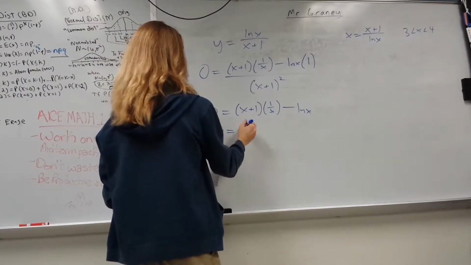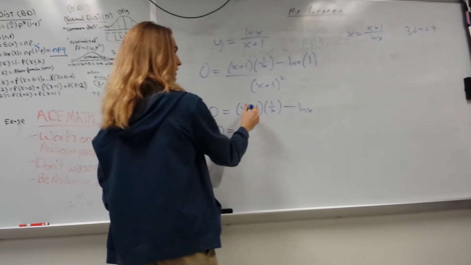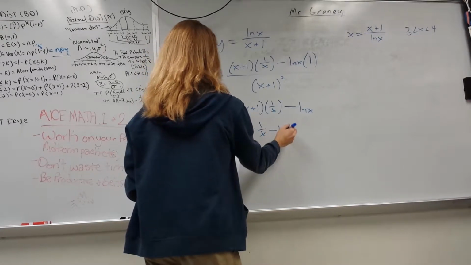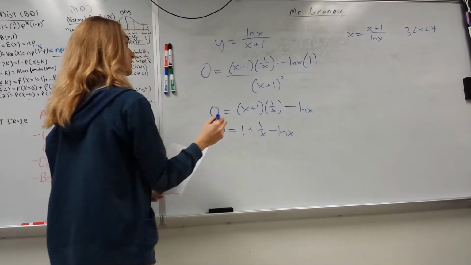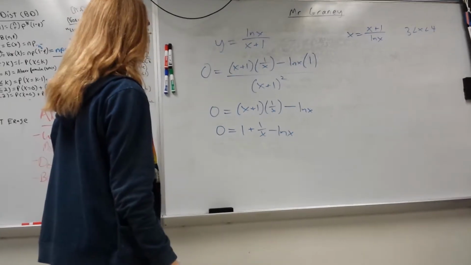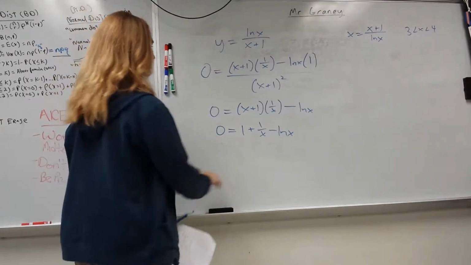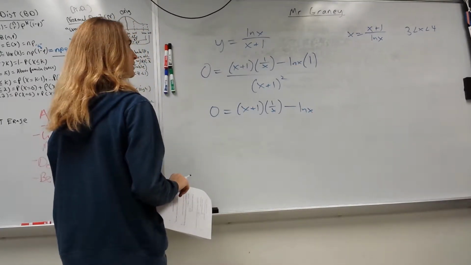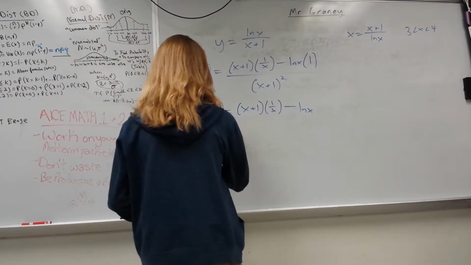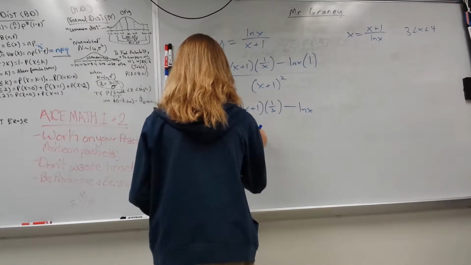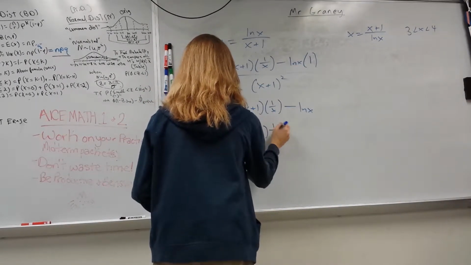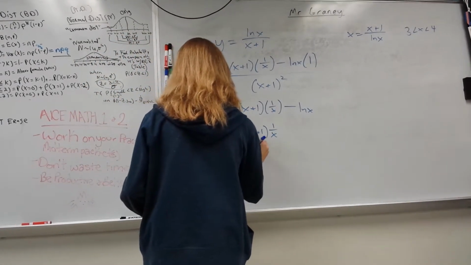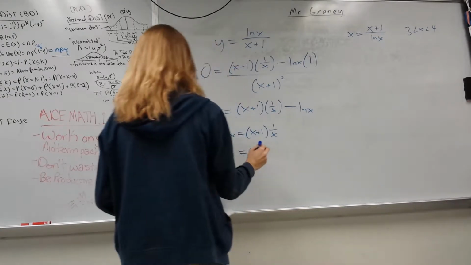Alright, so distribute; that becomes a 1, plus x times 1 over x, and then plus 1 over x minus ln of x, right? Yes. Wait, no, you don't want to do that. Add the ln to the other side, and then you can divide by it later. So add the ln of x, then multiply both sides by x, and then divide both sides by the ln. It's so stupid. You add it over just to move it back, and then divide.